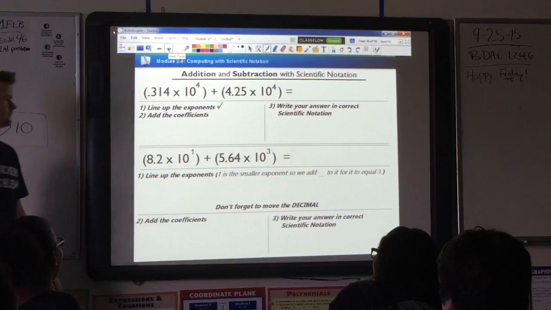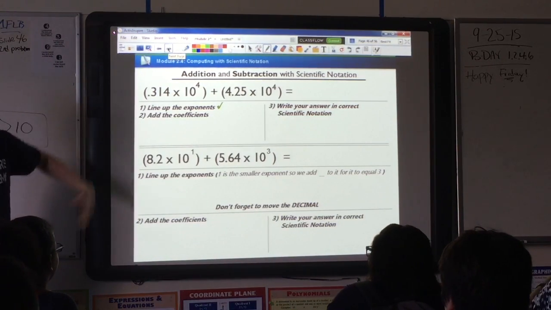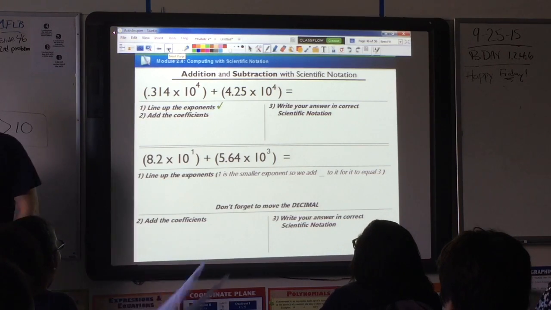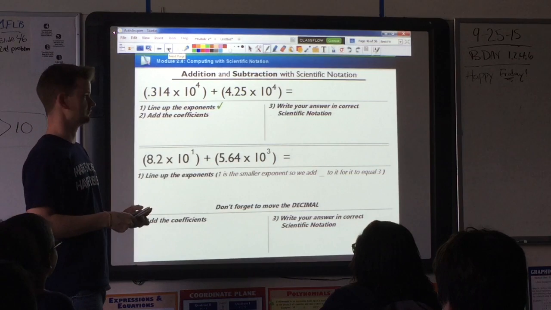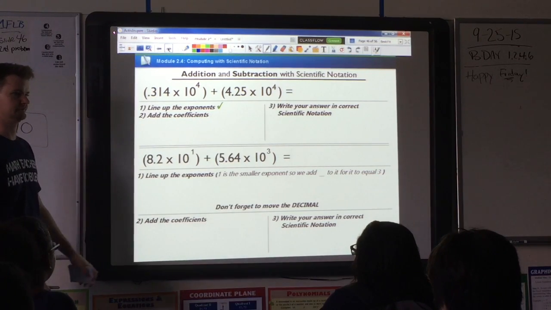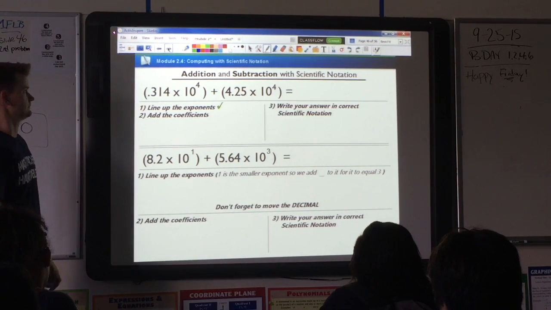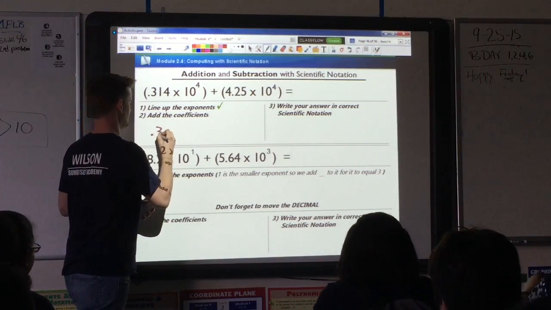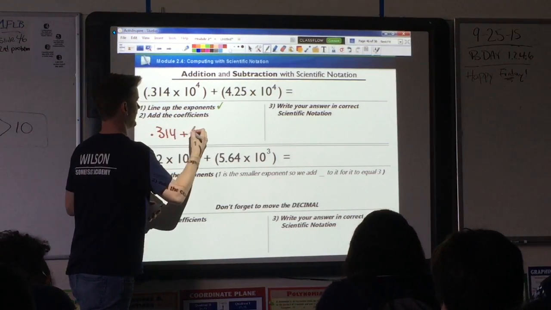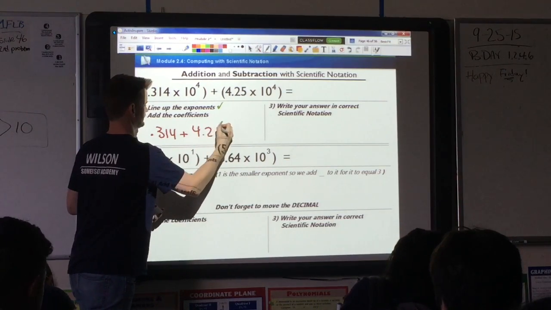Okay. So, first thing we did, line up the exponents. Now, you're just adding the coefficients together. Let's go to Corey. What are my coefficients? Your coefficients are 0.314 and 4.25. So we're going to take 0.314. We're going to add that to 4.25.